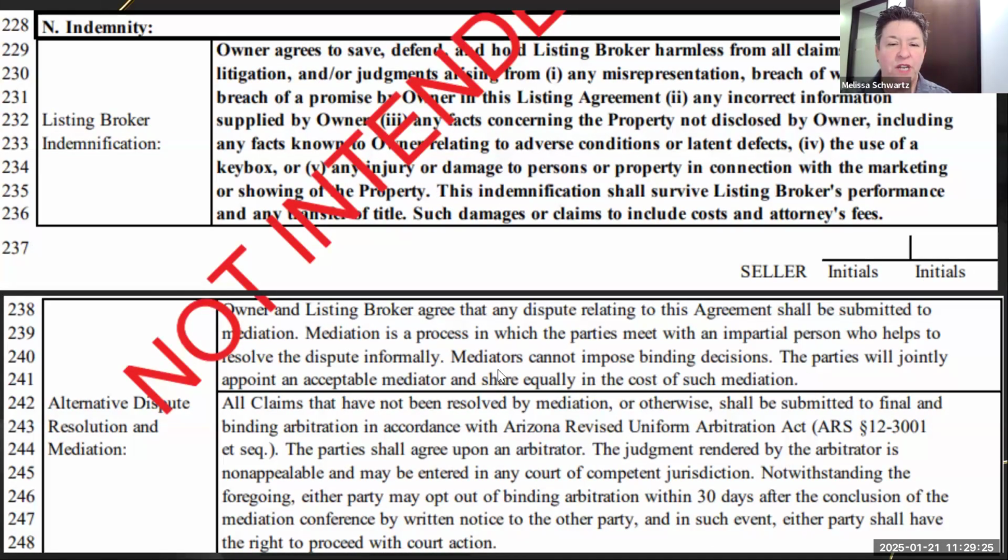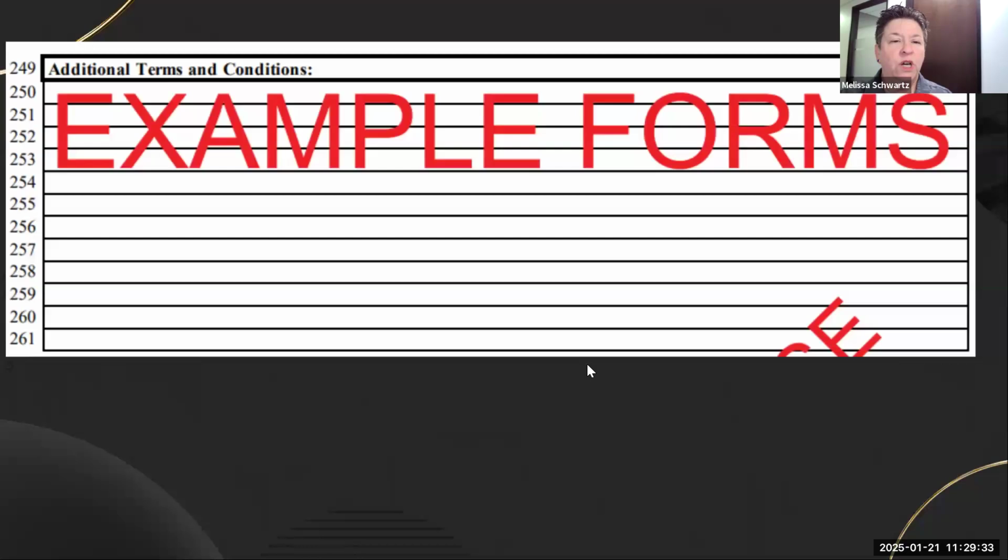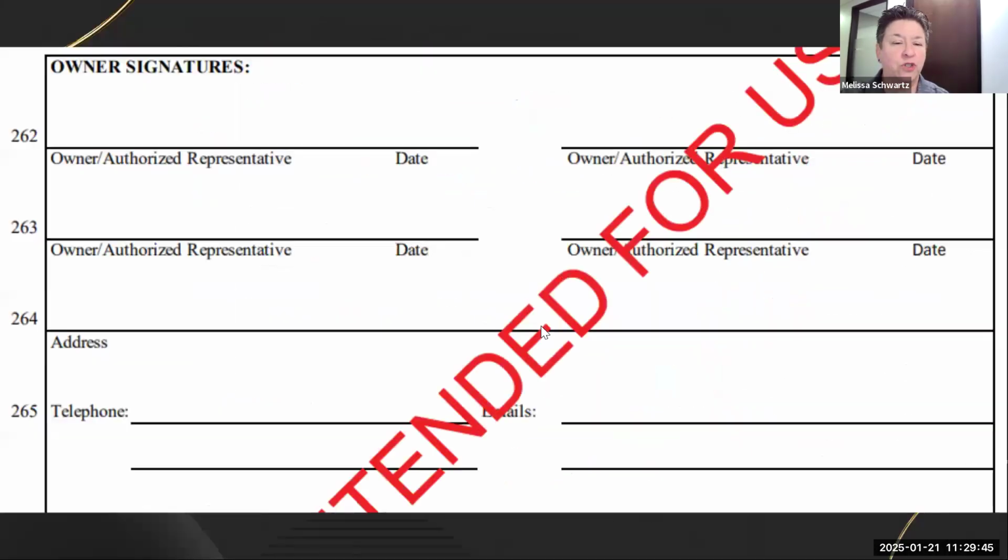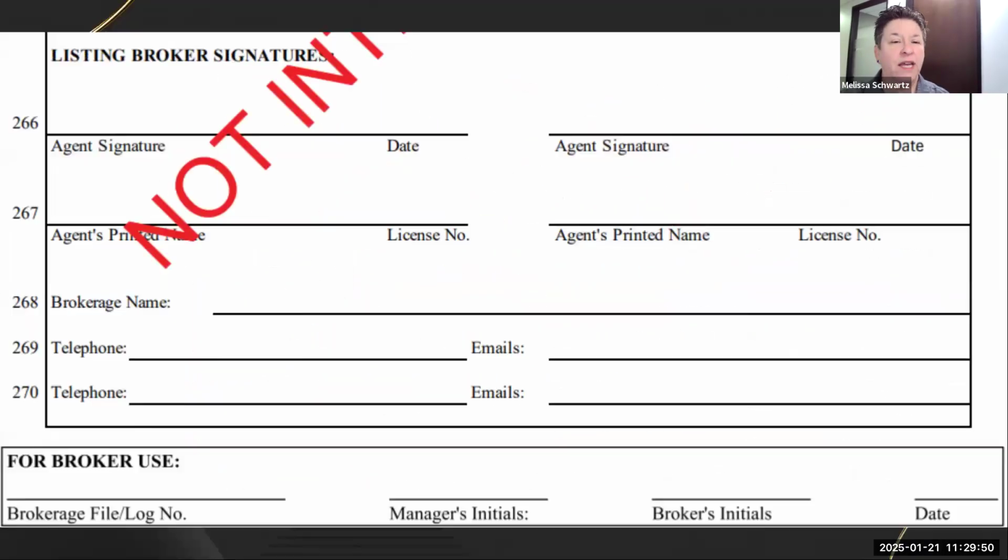Listing broker indemnification with initials, alternative dispute resolution. So a little more heavy, that is your option and what you go to. Additional terms and conditions. This is where you would add that the owner instructs that the owner is willing to pay XYZ to a buyer broker. You could add those additional terms. Signatures, this is owner, authorized owner, and I bet this is saying agent instead of broker. We let you do it anyway, but it says listing broker signature and then has the agent's signature and name, so it's kind of funny.